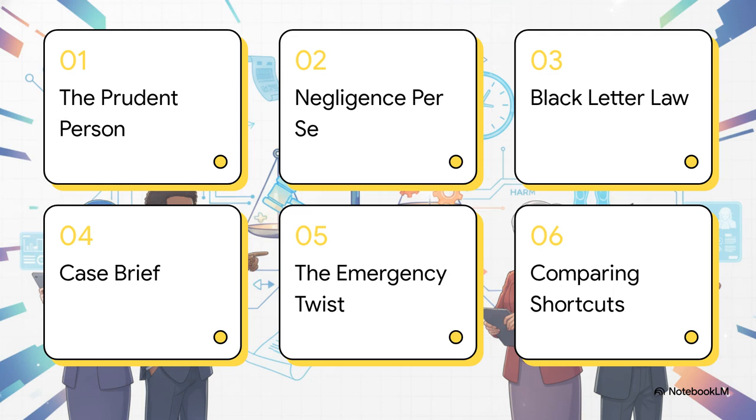Here's our roadmap for the explainer. We'll hit the reasonably prudent person, define negligence per se, look at the black letter law, dive into a case brief on O'Gwyn versus Bingham, explore the emergency twist, and wrap up with a study guide comparing our legal shortcuts. Let's get into it. Part 1.